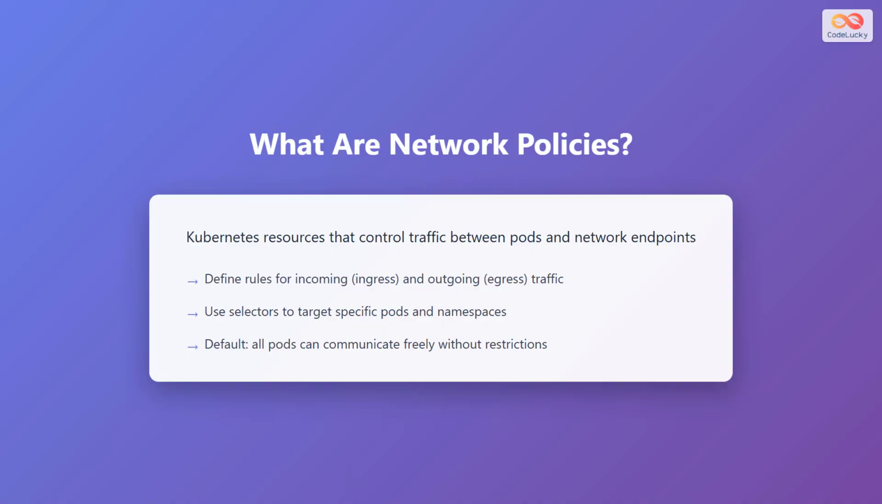Network policies are Kubernetes resources that control traffic between pods and network endpoints. They allow you to define rules for incoming traffic, which is called ingress, and outgoing traffic, which is called egress. These policies use selectors to target specific pods and namespaces. It's important to understand that by default, all pods in a Kubernetes cluster can communicate freely without any restrictions. Network policies help you change this behavior by implementing controlled access between your workloads.